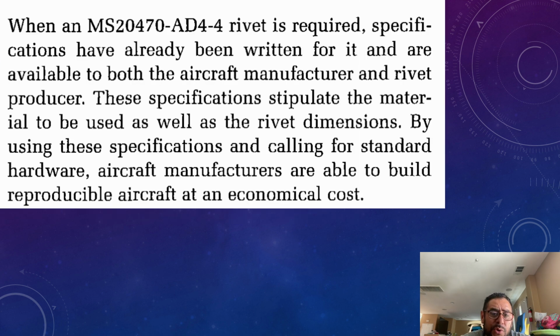When an MS20470-AD4-4 rivet is required, specifications have already been written for it and are available to both aircraft manufacturers and rivet producers. These specifications stipulate the materials that need to be used and the rivet dimensions that will maintain all its integrity in aircraft operations and during flight. By using these specifications and calling for standard hardware, aircraft manufacturers are able to build reproducible aircraft at an economical cost.